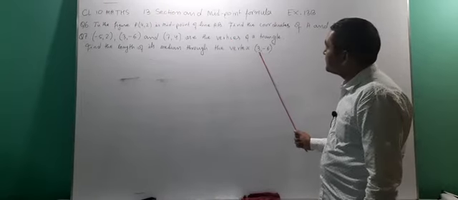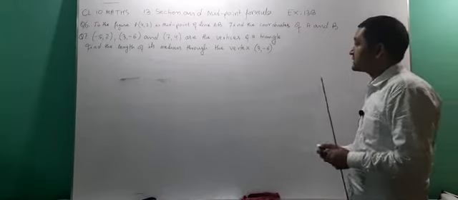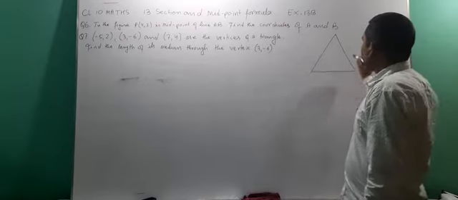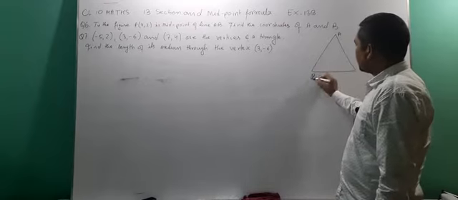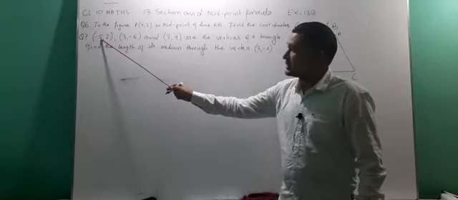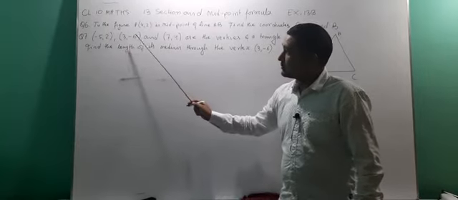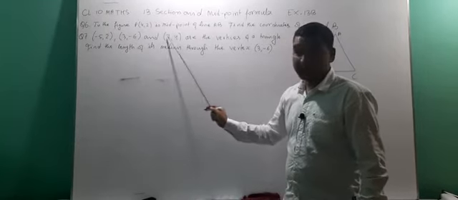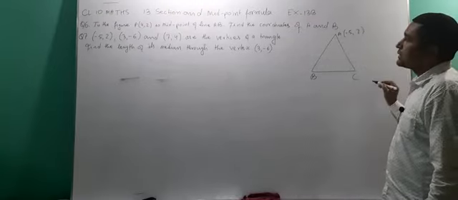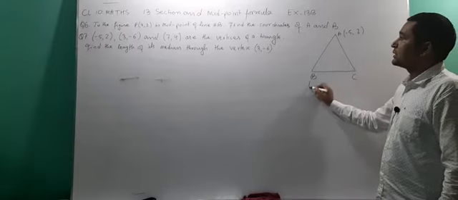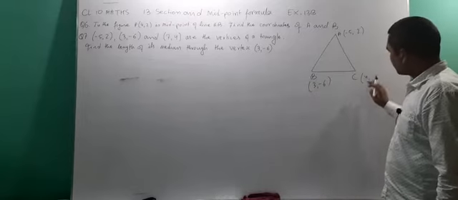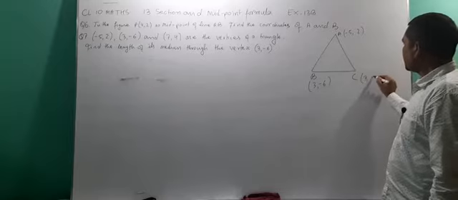Okay, now let me draw the figure, a rough sketch, and we can mark this figure as A, B, C. We can use any letter to mark the figure. Then this is A, B, C, the coordinates of vertex A, vertex B, vertex C. Now vertex A is how much? Minus 5 comma 2. Then vertex B is 3 comma minus 6, and vertex C is 7 comma 4.